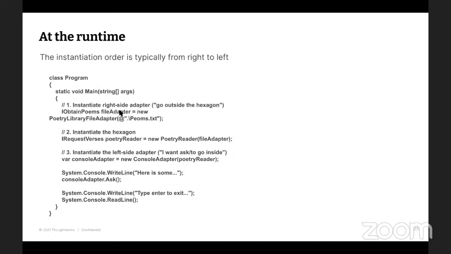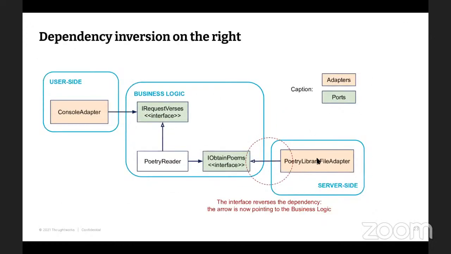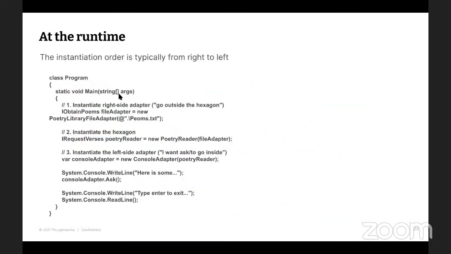So the instantiation actually goes from outside of the adapter, right? Outside of the adapter, we have the poetry library file adapter. So this object will be instantiated first. So moving on. It provides a new poetry library file adapter, and you can see that it is returning I obtain poems, right?